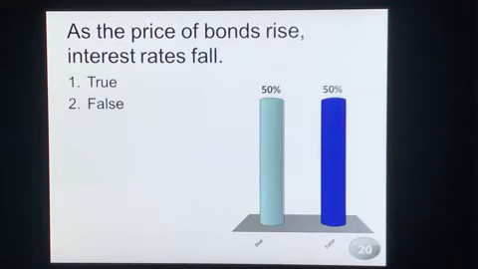So in this question, if the price of the bond rises, interest rate falls. Is it true or false? If the interest rate decreases, then the bond value will increase. Bond value will increase because value is calculated by discounting the future cash flows. So this is a true statement.